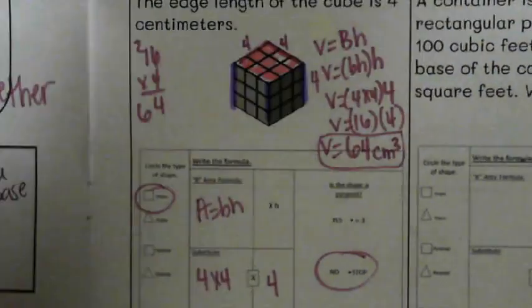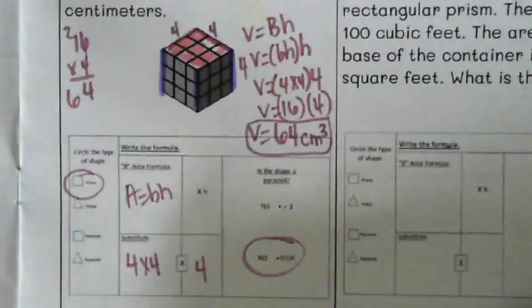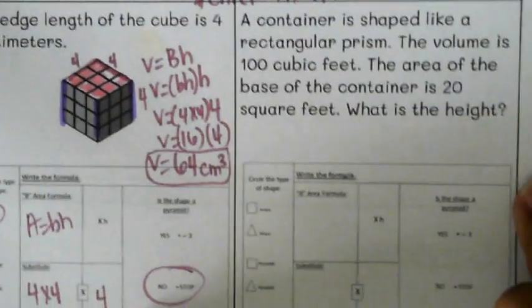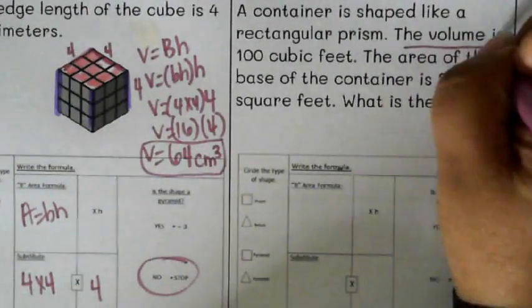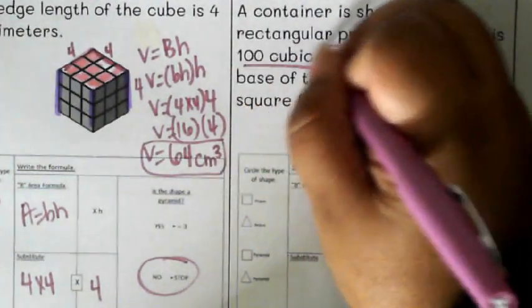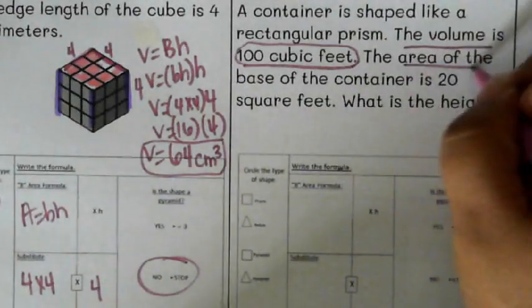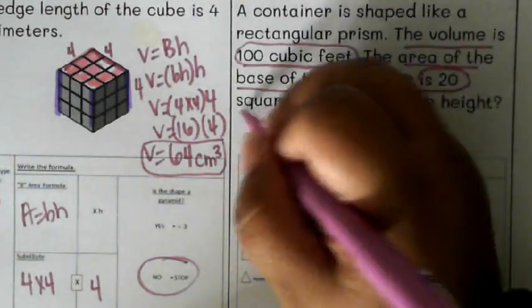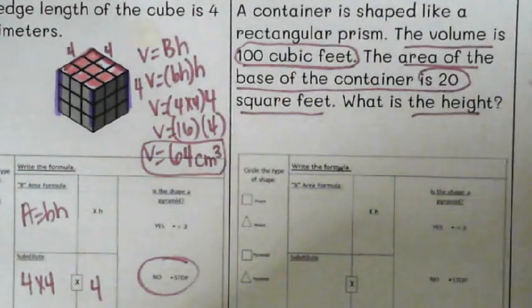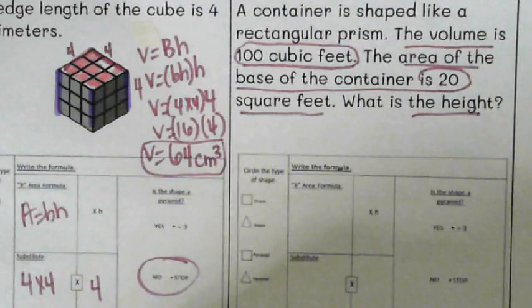Here, a container is shaped like a rectangular prism. The volume is 100. I'm going to underline this, 100 cubic feet. The area of the base of the container is 20 square feet. What is the height? So I have the volume. Usually we're trying to find the volume, and it's giving me the area of the base, and it's wanting me to find height. So we're going to have to work backwards.